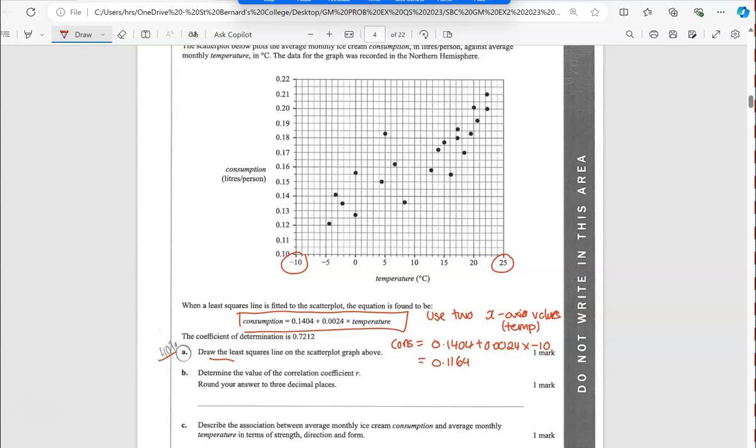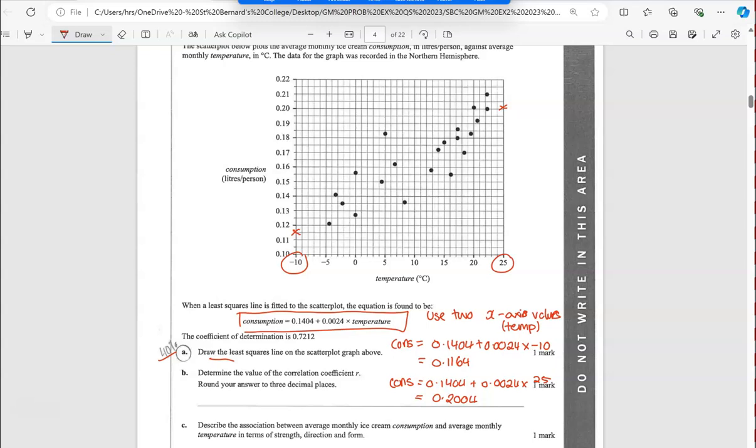If you look at it, it's going to be roughly above there, okay? And then if you do the other point with the same rule, 0.0024 times the 25, that's the other one I picked, and I get 0.2004. So I go up here, 0.2004. So it's close to that 0.20 line.